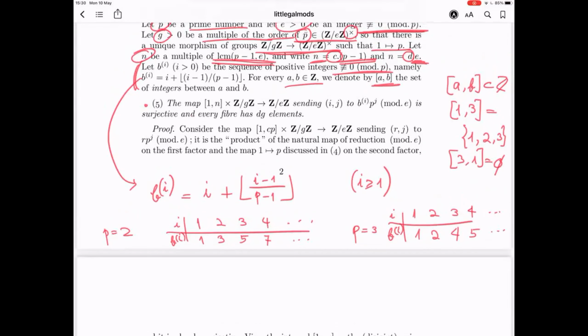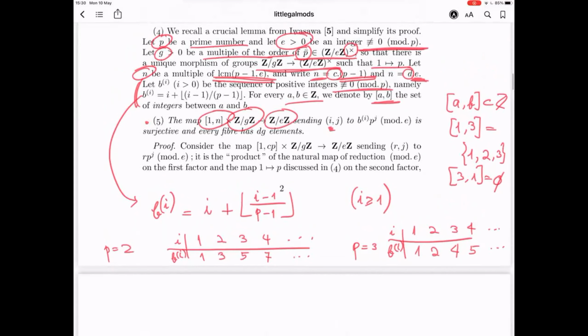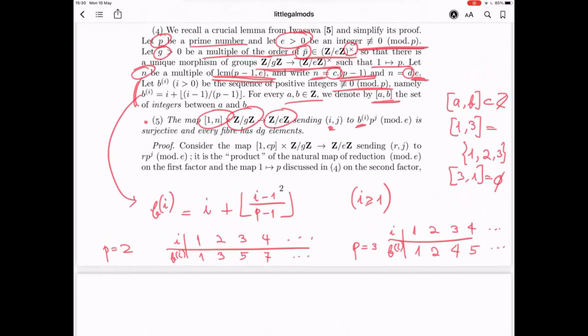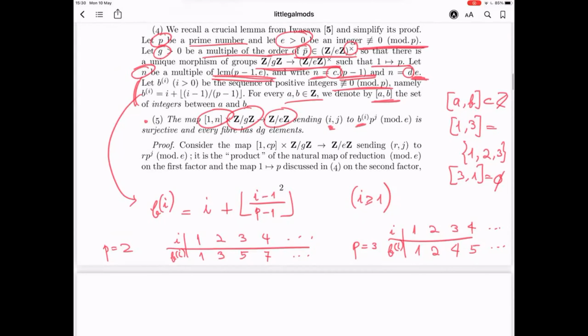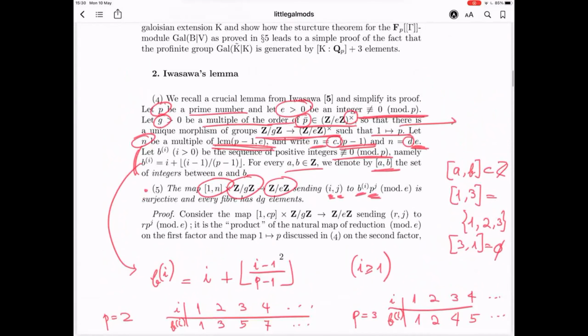So look at this. It says, look at the map from the interval 1 comma N and Z mod GZ to Z mod EZ. What is this map? If I is in the interval 1 to N, then it's taken to BI, the ith positive integer which is prime to P. And J is taken to P to the power J. Remember, that is the map which I had explained here: 1 goes to P, but J goes to P to the J.